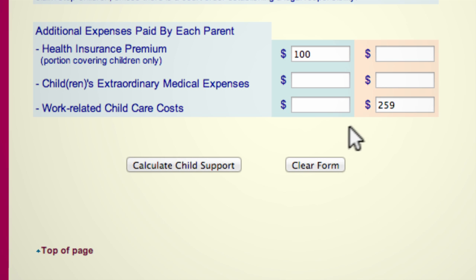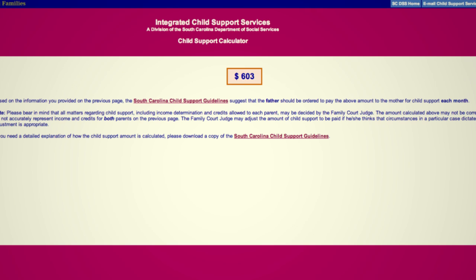When you have completed the form, press the Calculate Child Support button on the bottom left. This takes you to a page showing the guidelines amount. Our example is $603 per month. Divide this by 4.33 for a weekly amount of $139.26. Child support that is paid through the clerk of court has 5% added for court costs.